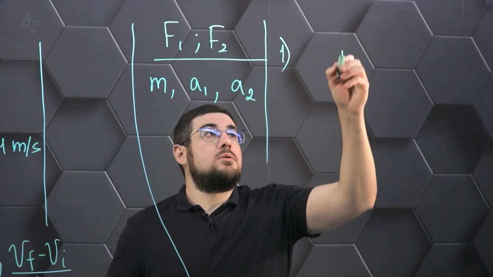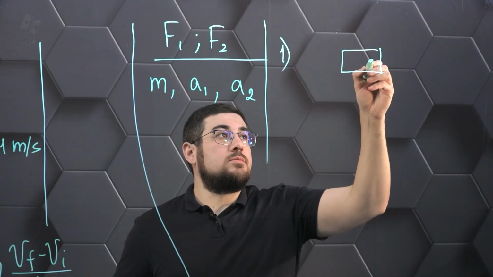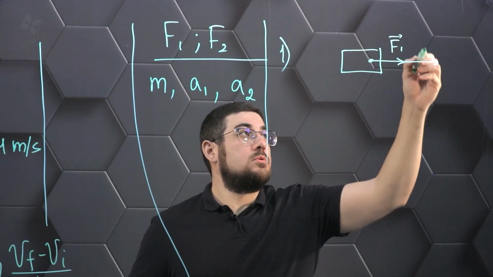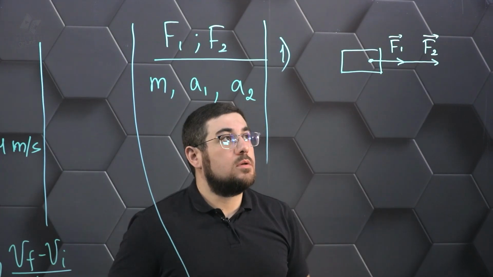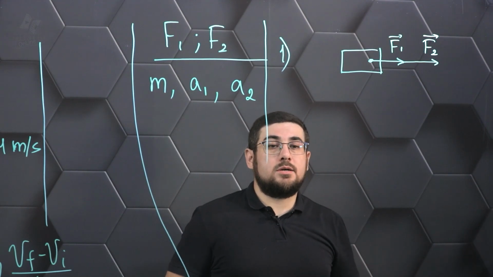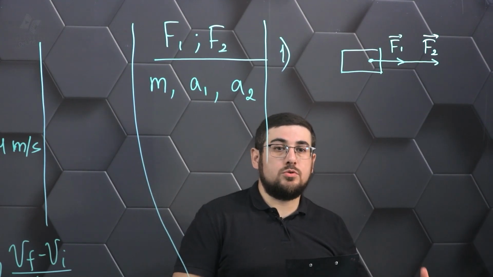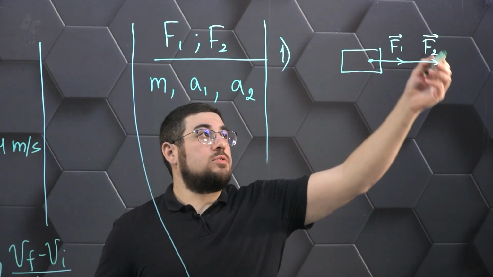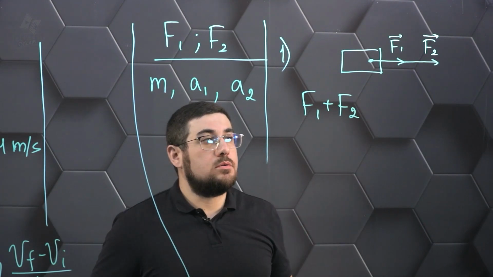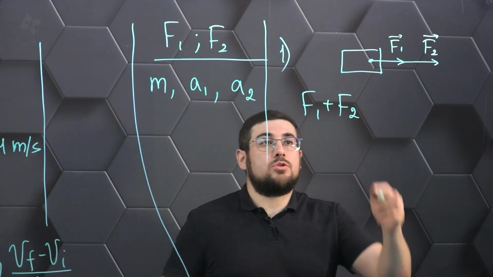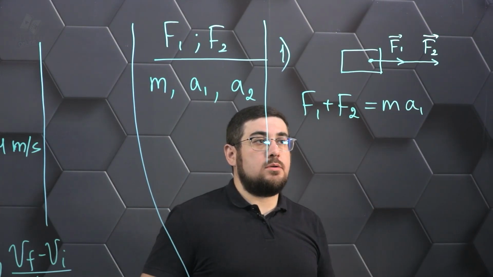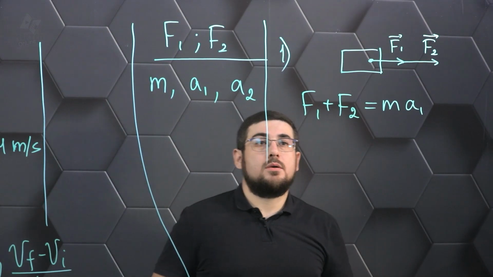So the first situation. The object experiences the action of two forces directed in the same direction. Let's show it in the figure like this. Then we can write down Newton's second law taking into account the action of these two forces, and specifically their resultant force, which we define as the vector sum of these two forces. Given that the forces are co-directional, the resultant force will be defined as the sum of the moduli of these forces. And then we get the product of the mass of the body by the acceleration in the first case.